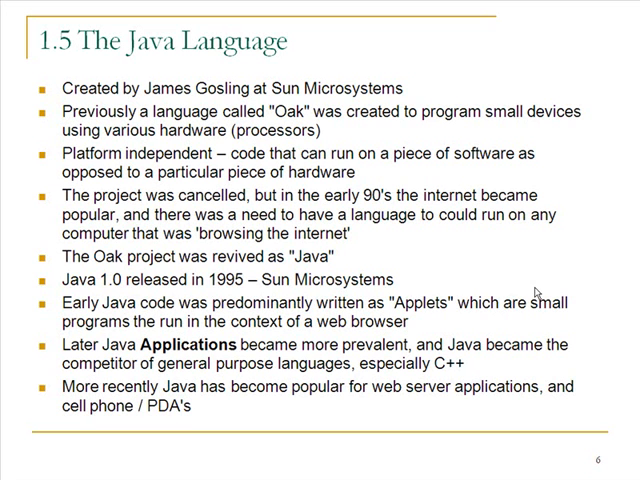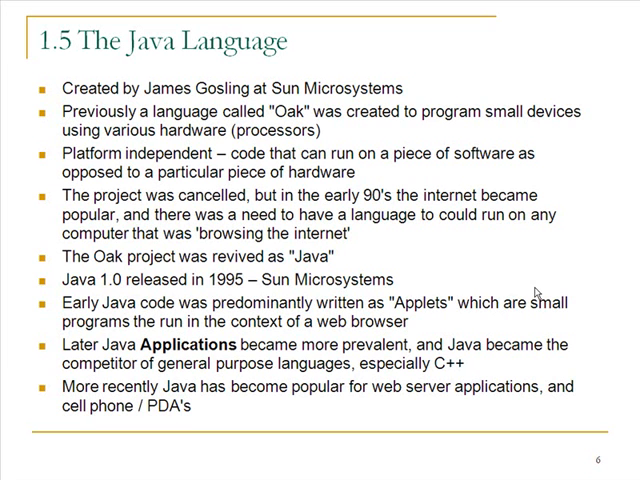And there was no existing language for doing that, a platform-independent or a hardware-independent language. So the Oak project at Sun that had been cancelled was revived, and they called it Java, apparently because they were in a coffee shop at the time, and it was 1995 when Java 1.0 was released. This is the first version of Java that was publicly released.